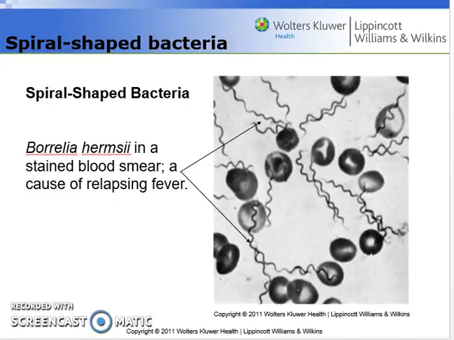Here's a great pictogram of what the spiral bacteria would look like underneath the microscope. This is Borrelia hermsii, and this is taken from a blood smear. This particular organism causes a fever, or relapsing fever, that takes place inside of a host. So you can see the interesting spiral-shaped bacteria. And like I said, we also refer to this as spirillum-shaped.